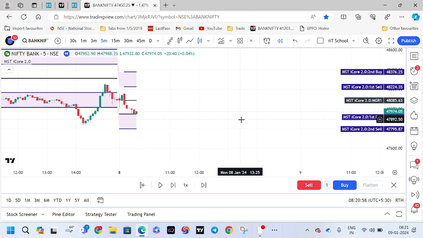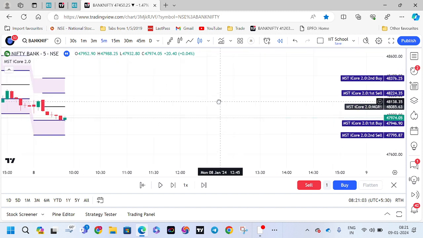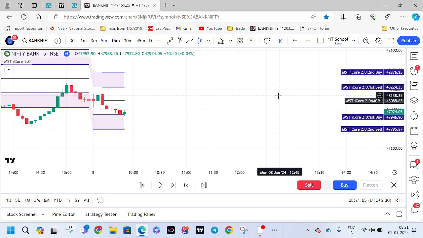If you are a trader trading in options, we all know that if you buy a call option, we are predicting that the market will go upside. If you buy a put option, we are predicting that the market will go downside. This is for option buyers. For option sellers, if you predict that the market will go down, you will be selling the call option. If you predict that the market will go up, you will be selling the put option. This is how option buyers and option sellers work.